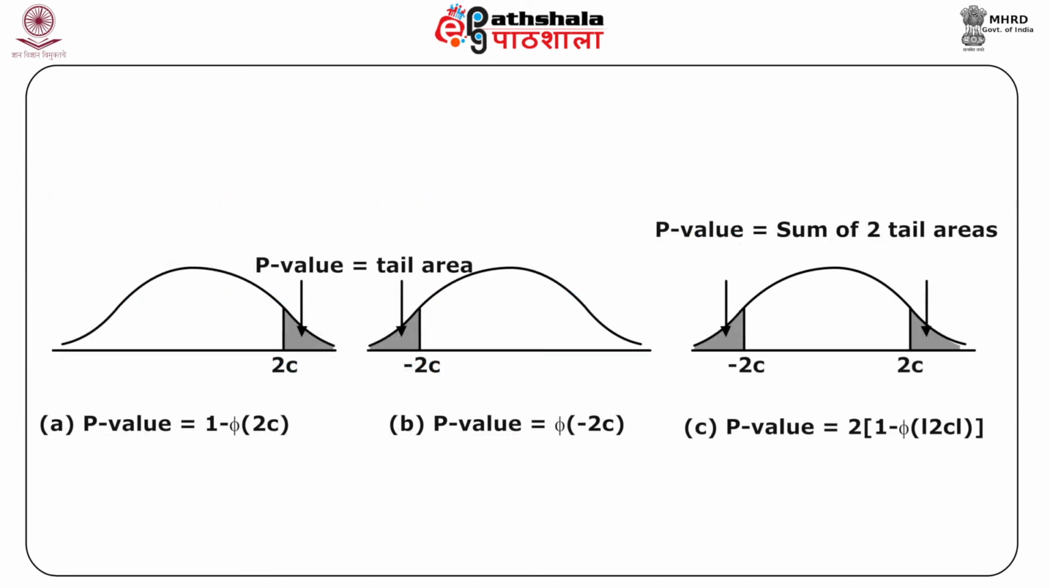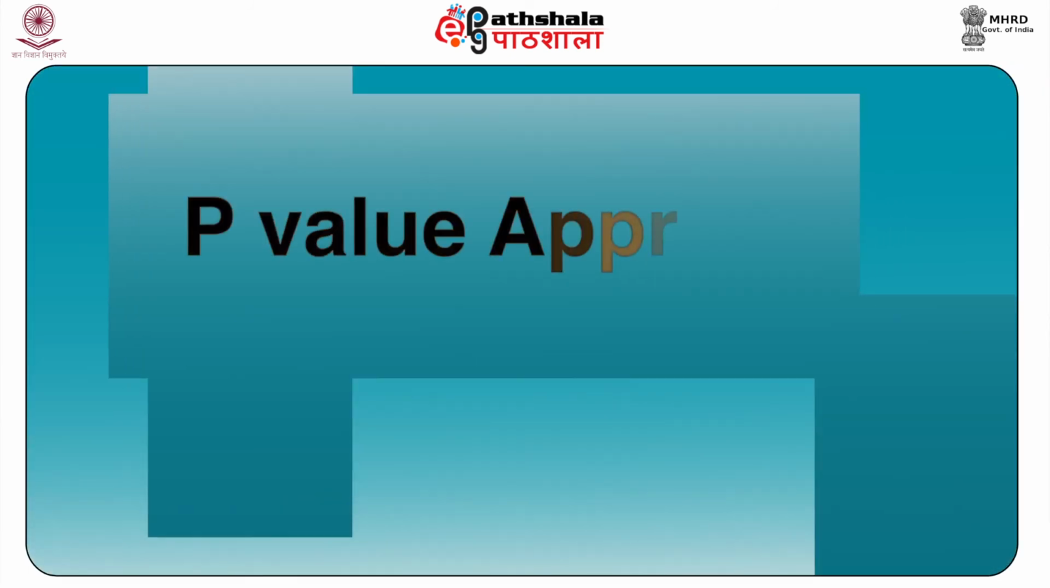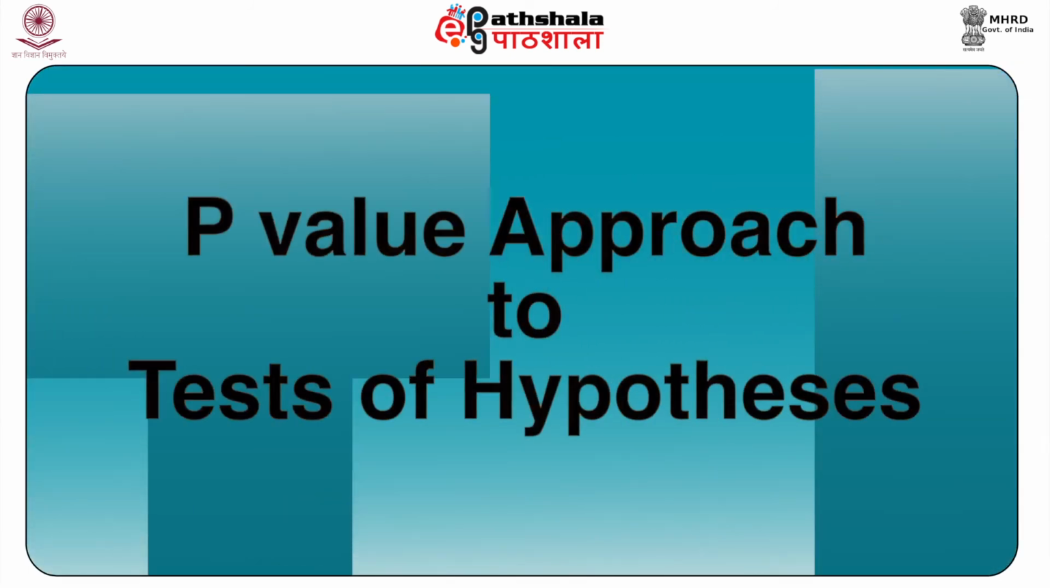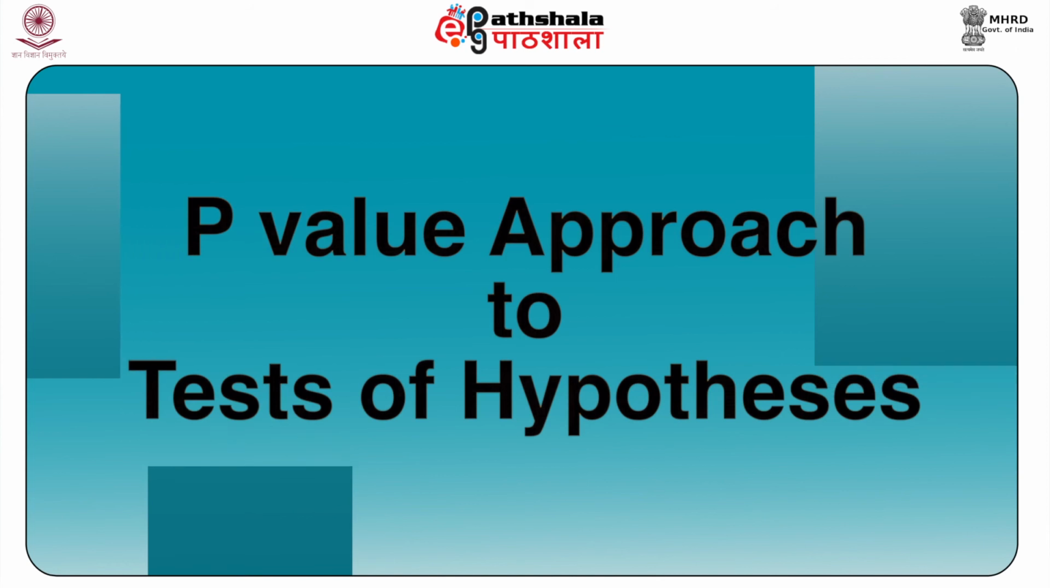So I am sure you can all observe these three diagrams for A, B and C and see how we have tested the upper tail, lower tail and both the tails in these diagrams. Let us now try to understand the p-value approach to tests of hypothesis. Now, calculation of p-value depends on whether the test is upper or lower or two-tailed.